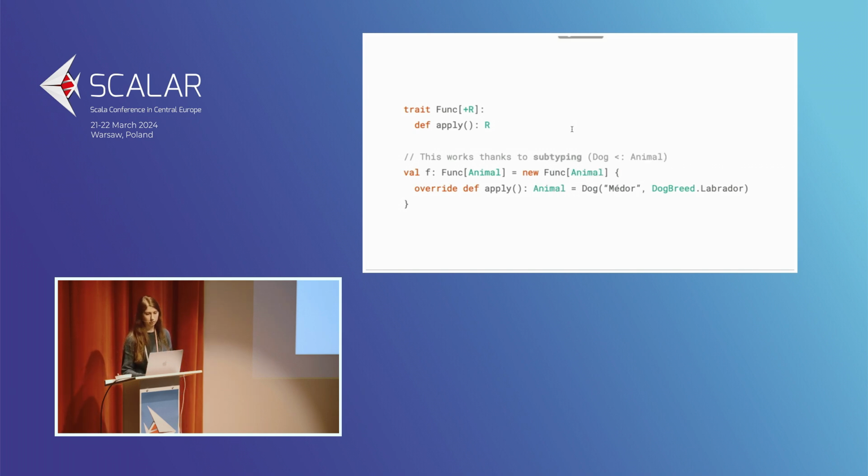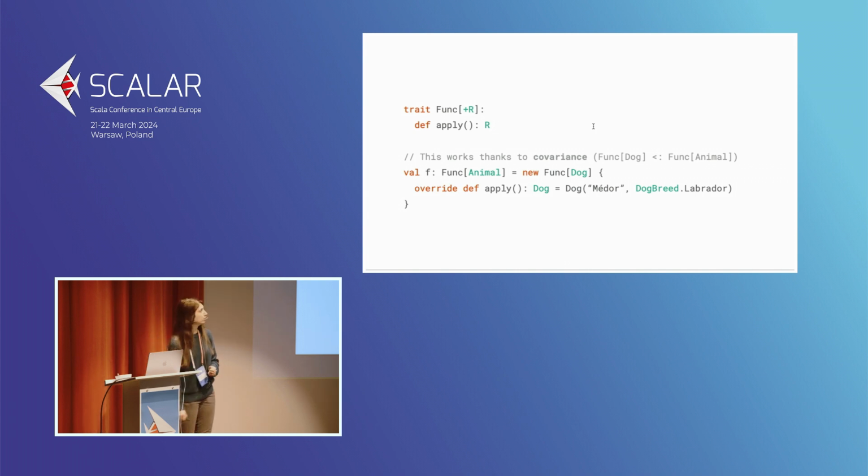The only difference between these two pieces of code is these two type parameters here, right? Otherwise, they're absolutely identical in every other way. But the second example works thanks to covariance. I am able to assign to a val that is type Func[Animal] something that is typed as Func[Dog]. And I can only do that thanks to covariance. If I actually removed covariance from my type class definition, this would stop compiling.